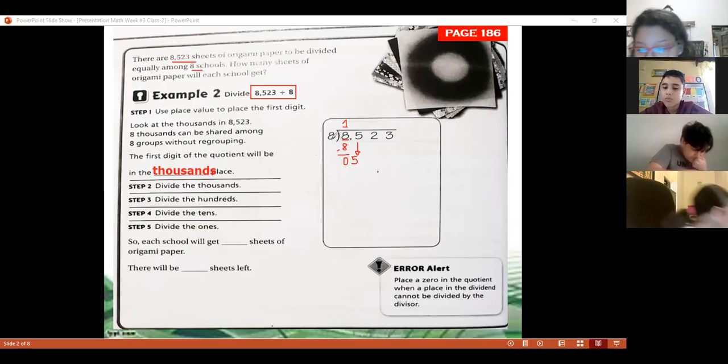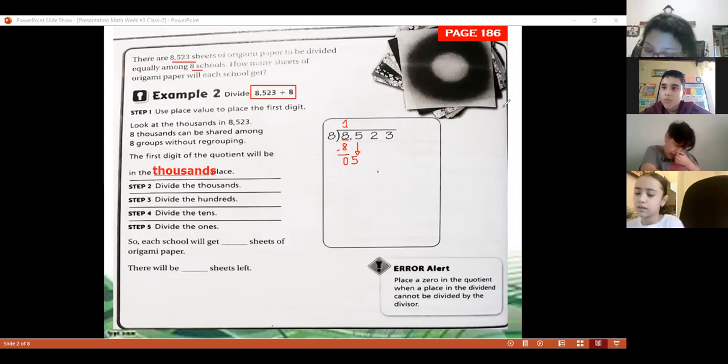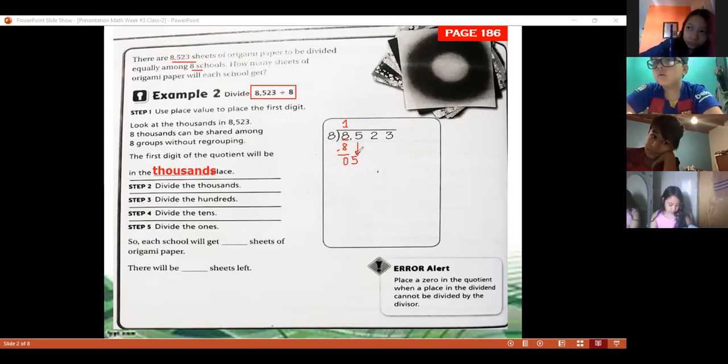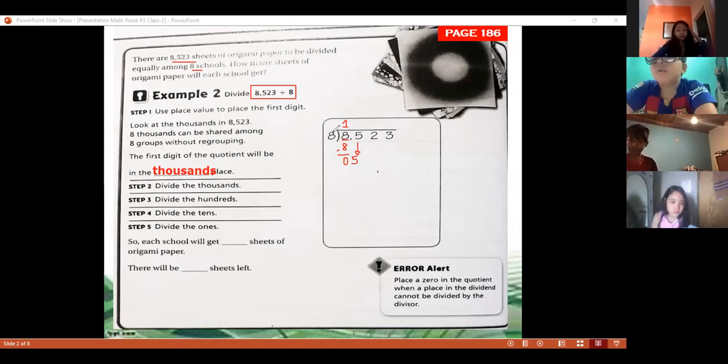Now we need to divide 5 into 8. Can we divide 5 into 8 groups? Can you divide 5 equally into 8 groups? No. 8 times 1 is 8. It's more than 5. Look at this, and this is 5.